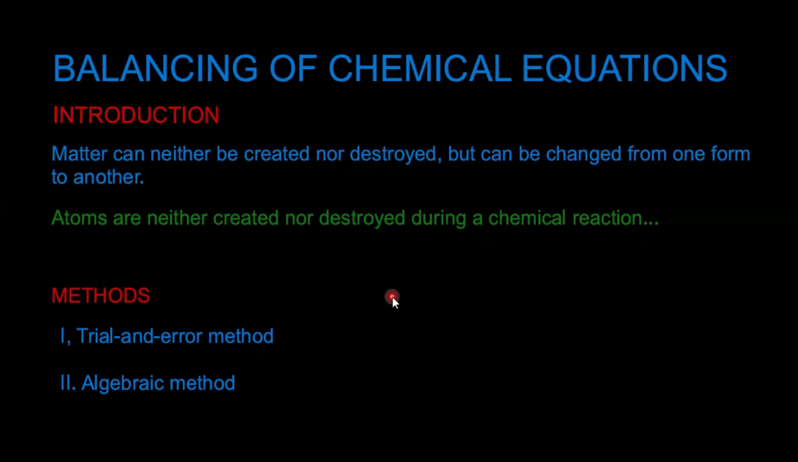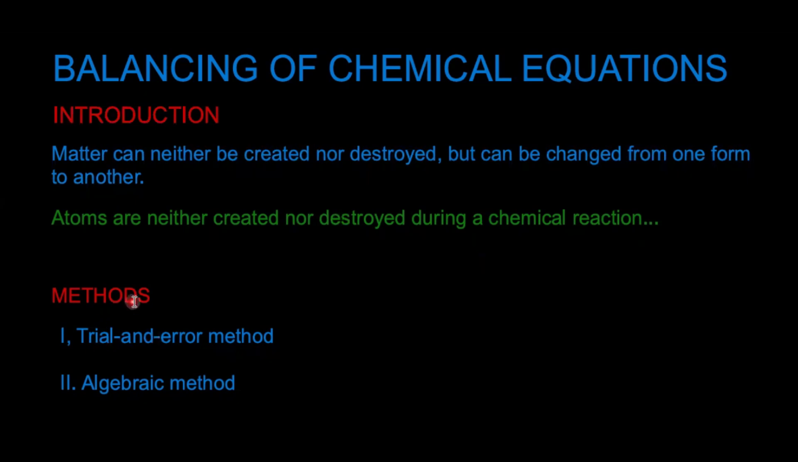conservation of matter, which states that matter can neither be created nor destroyed, but can be changed from one form to another. Now, this law is an extension of one of the postulates of Dalton's atomic theory, which says that atoms are neither created nor destroyed during a chemical reaction, which means that if a chemical equation is not balanced, then we are saying that atoms would have been created or destroyed, which is against Dalton's atomic theory. That is only in chemical reactions.